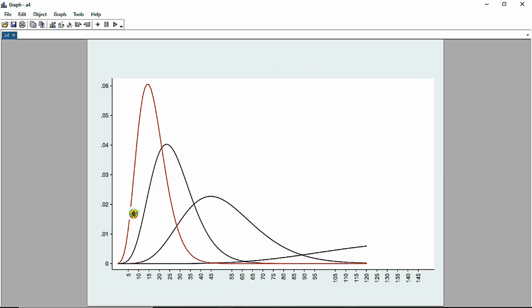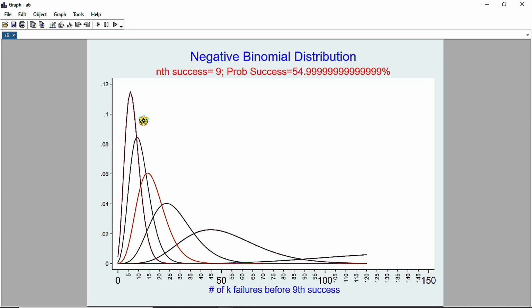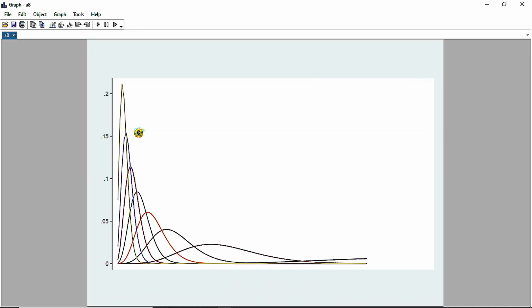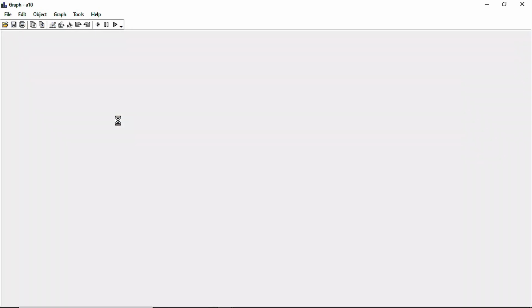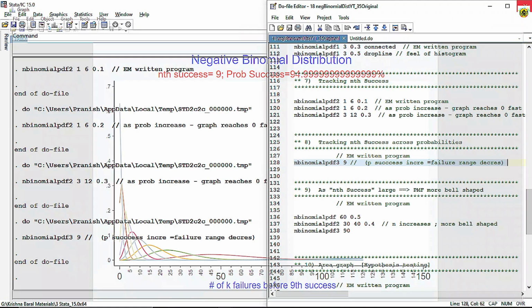That is why we get the new graph with the lesser failure span, and it is for 35%, for 55%, the new graph for 65%, and for 75%, for 85%, and for 95%. At 95%, it's almost success. That is why we get a single line over here. And as the probability of success increases, we see the span of failure has decreased. This is what we want to demonstrate with the help of these examples.